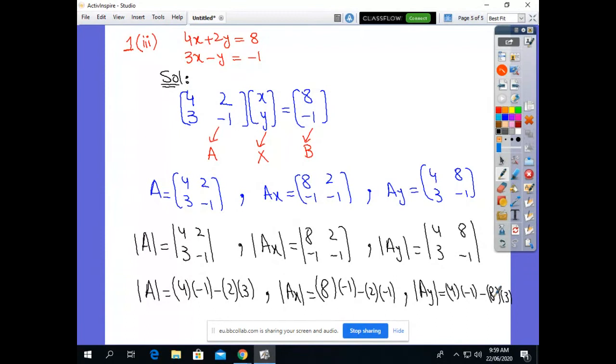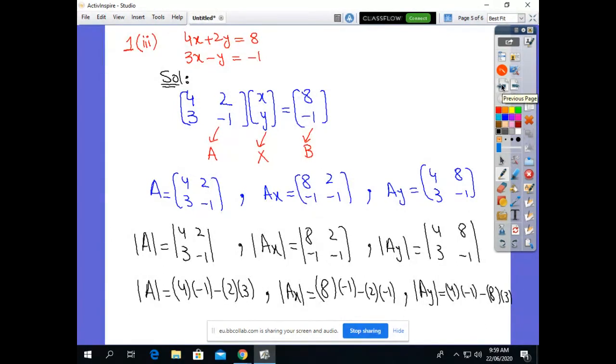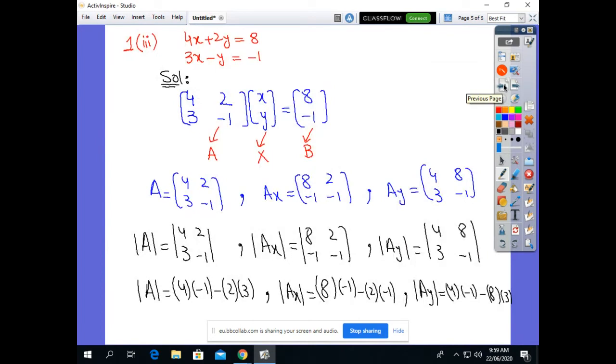Now, in the next step, the determinant of A becomes -4, -6, which is equal to -10. Similarly, the determinant of AX becomes -8, +2. After simplification, it becomes -6. Similarly, the determinant of AY becomes -4, -24.